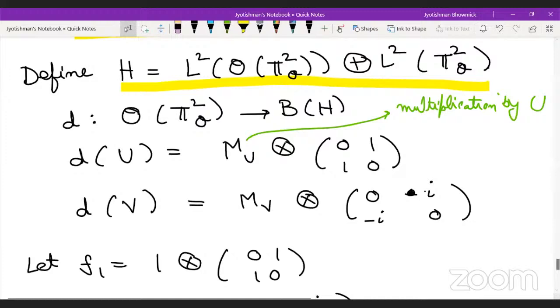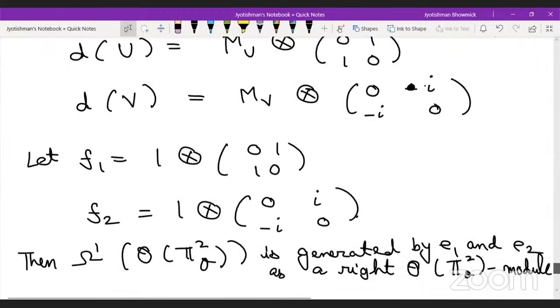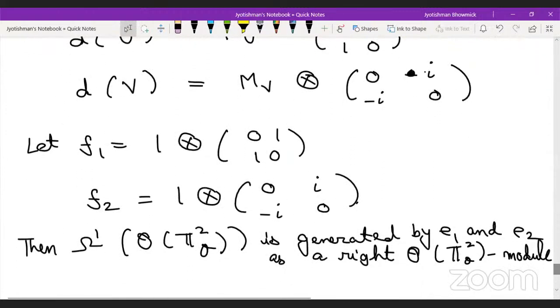So then from here it's clear that the space of 1 forms is actually generated by f1. I don't know if I can make it precise.